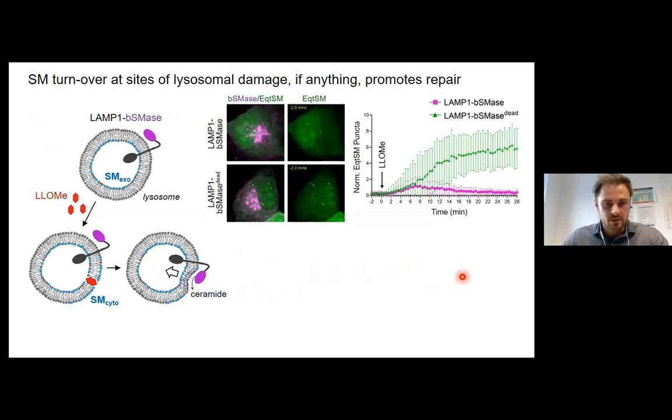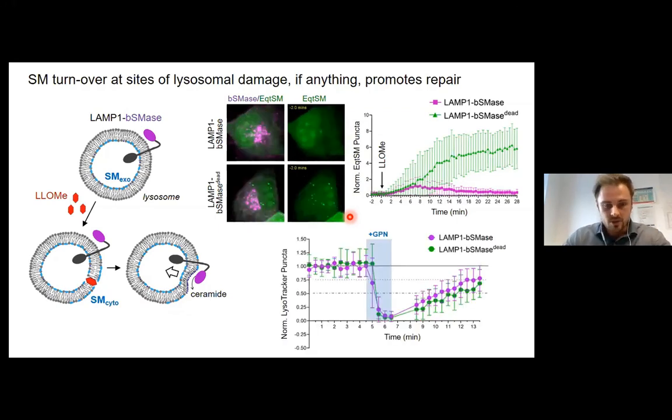Now, I've already begun to test Model B. For this, I engineered a tool that targets a sphingomyelinase to the lysosomes by attaching a bacterial sphingomyelinase to LAMP1. The idea was that upon induction of membrane damage, the LAMP1 bacterial sphingomyelinase converts the sphingomyelin that leaks out to ceramide. And this is exactly what we see when we express the construct together with the equinatoxin. We only see the equinatoxin puncta briefly lighting up, unlike what we see when we use the dead version of the bacterial sphingomyelinase. This also, by the way, shows nicely that the equinatoxin binding to sphingomyelin is reversible.